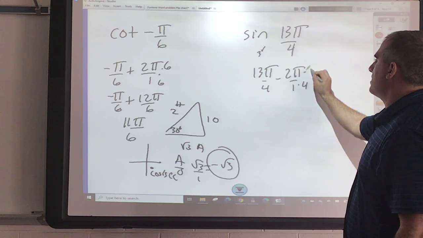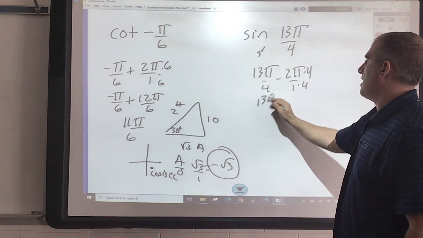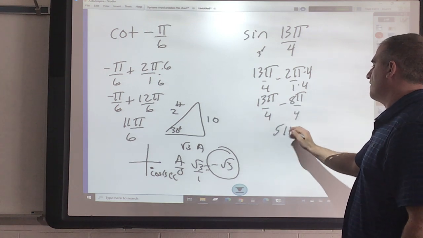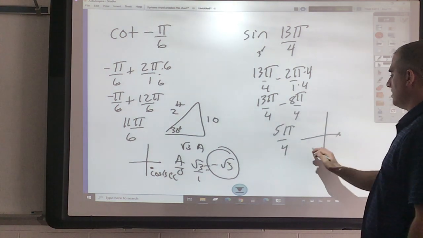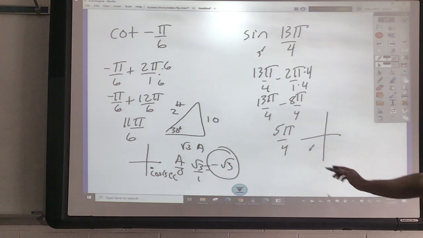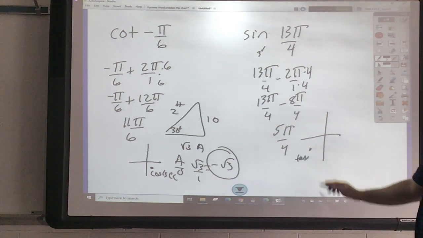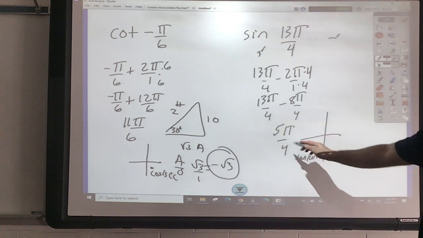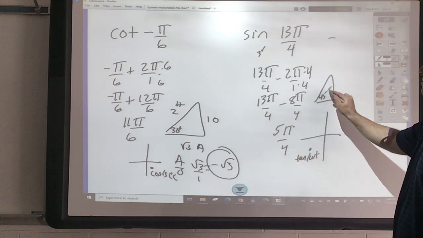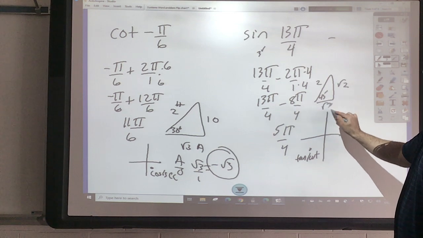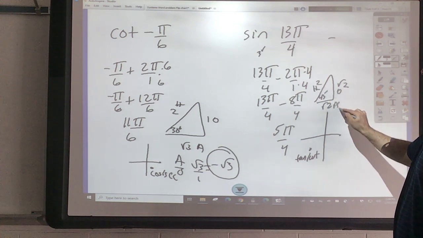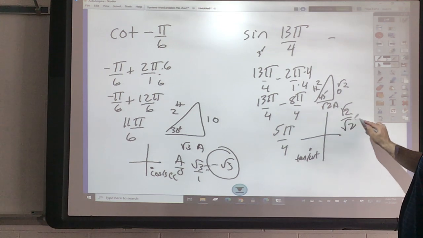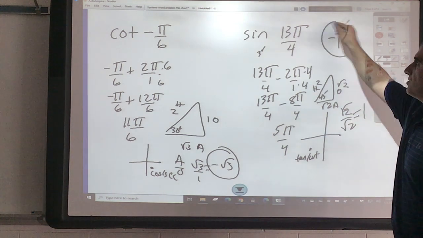Once again, getting a common denominator, that's going to be 13 pi over 4 minus 8 pi over 4, which would be 5 pi over 4, which would put me in this quadrant here. The only things positive there are tan and cotan, so we know our result here is going to be negative. This would be the 45-degree triangle, H, O, and A. Tangent, square root of 2 over square root of 2, would just be 1. So my answer there is negative 1.